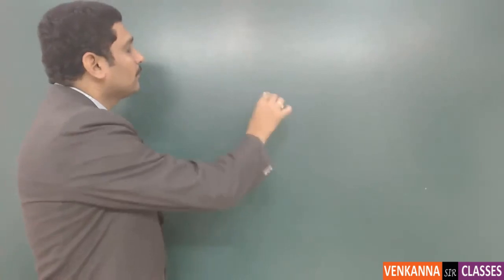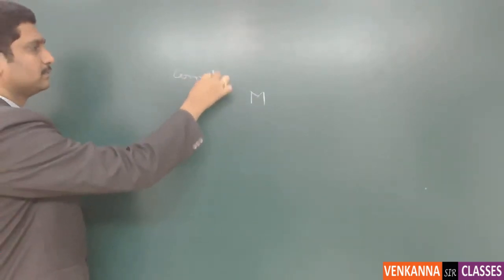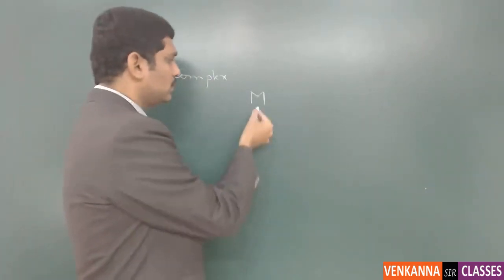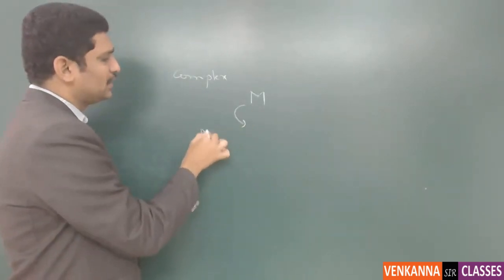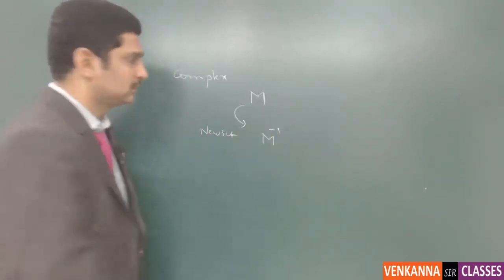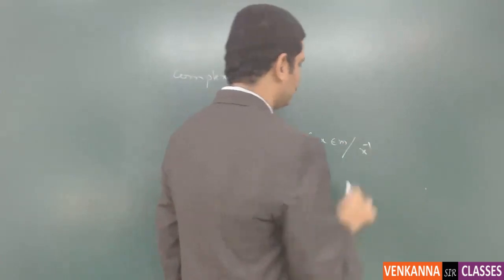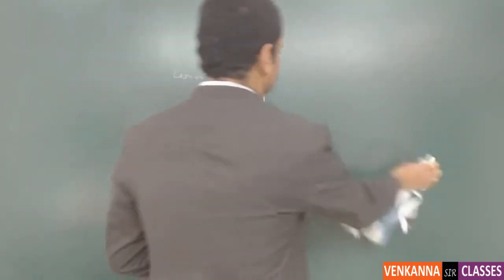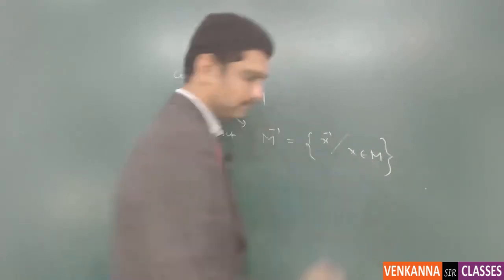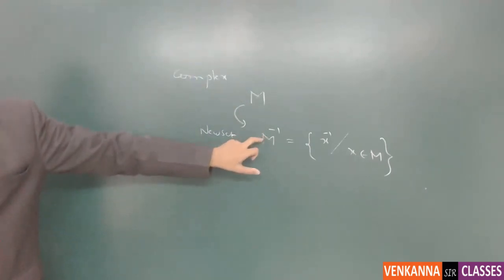So, I will say, let me say M is a complex, nothing but a subset of a group. For this set, I am defining a new set, M inverse, such that for every element x, x inverse will belong here. I will technically write it like this. So if you take any element, its inverse will belong to this set.